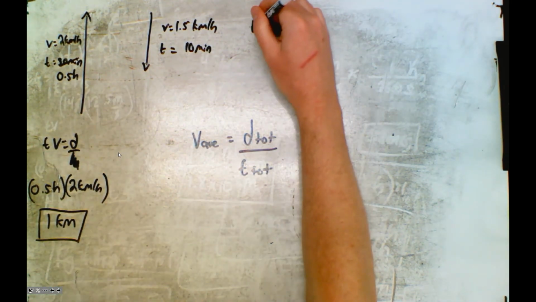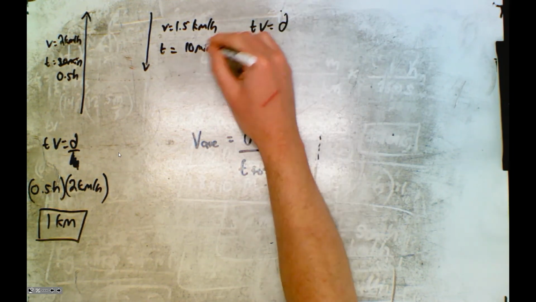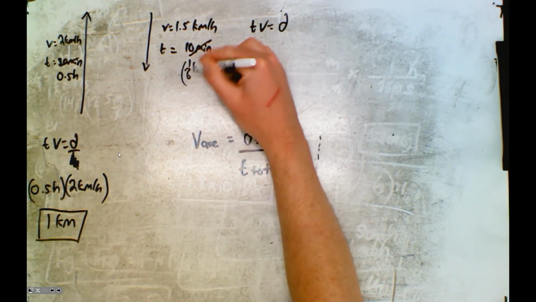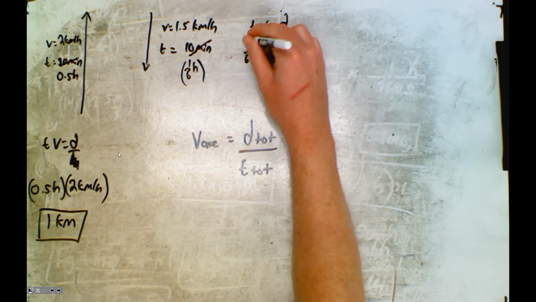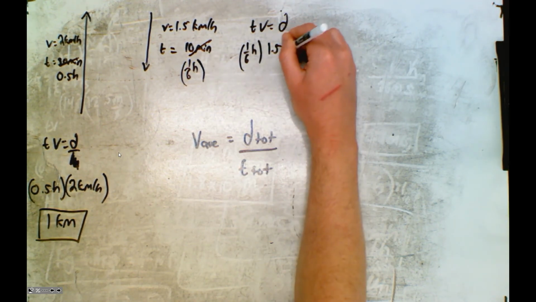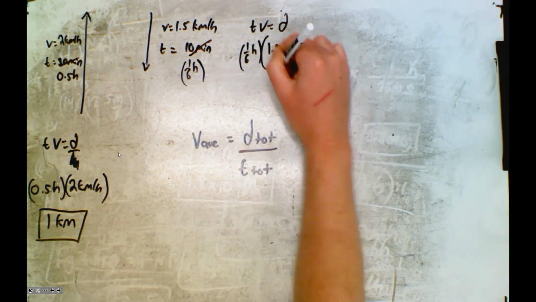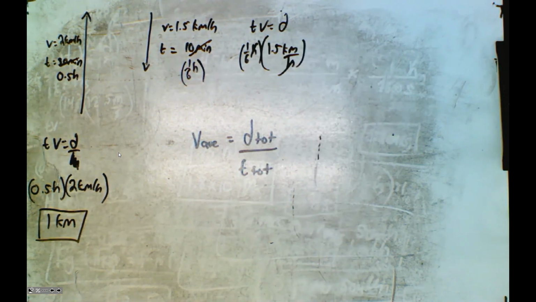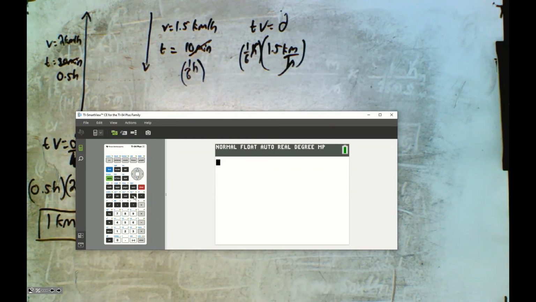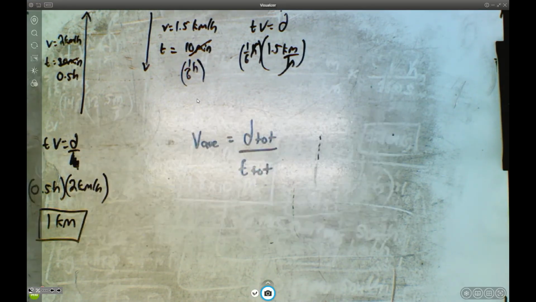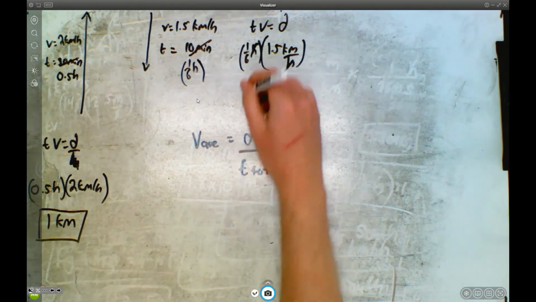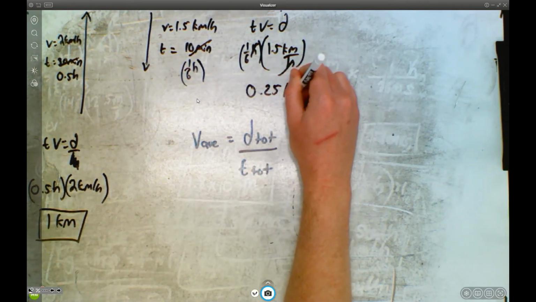This part over here, 10 minutes is 1/6 of an hour. So if I go 1/6 of an hour and I go 1.5 kilometers per hour, you can see how hours cancel out. That's why we end up with kilometers. I can't do that one in my head, so I will calculate it. I'll go 1/6, put that in brackets, times 1.5, and I get 0.25. So in the second section, I traveled 0.25 kilometers.